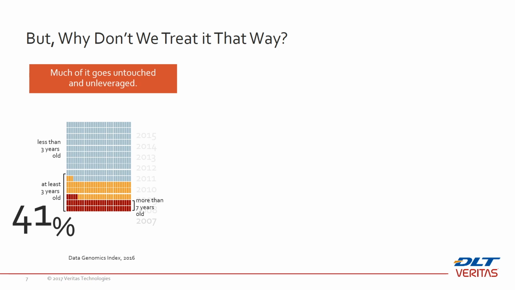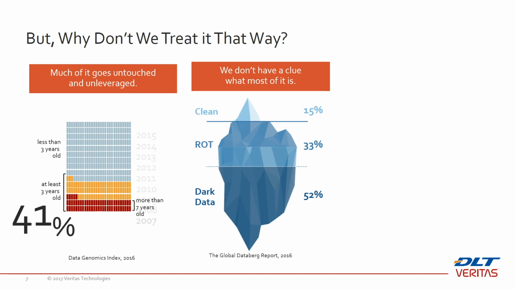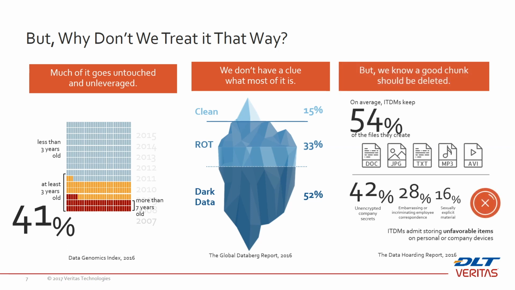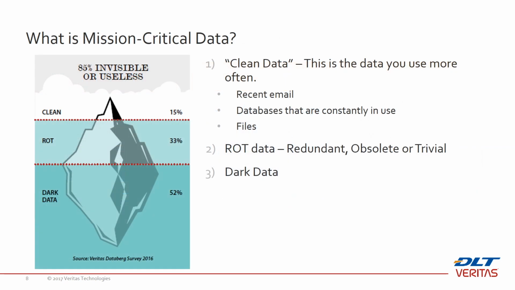Oil is refined into usable components. Data is just hoarded. According to the DGI 2016, 41% of the typical enterprise hoard of unstructured data has not been modified in 3 years. According to the Databerg Report 2016, 33% of that data stored is redundant, obsolete, or trivial, also known as rot, and 52% is dark data, meaning we have no clue what it is. According to the Data Hoarding Report 2016, enterprises are storing things like unencrypted company secrets, embarrassing correspondence, and sexually explicit material.